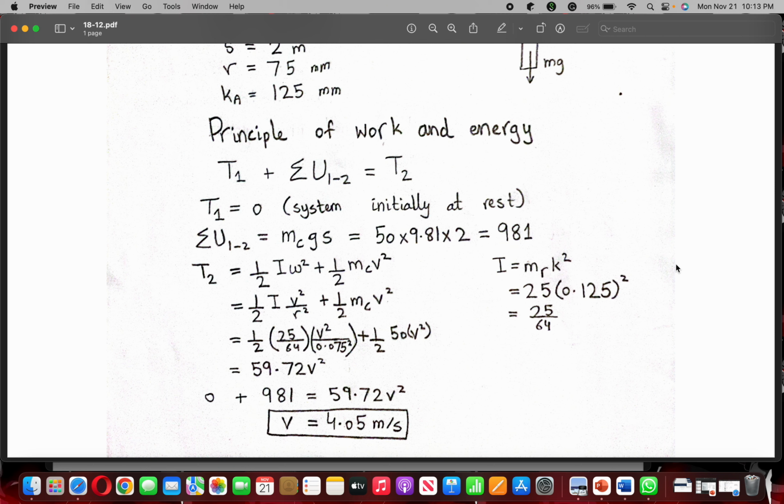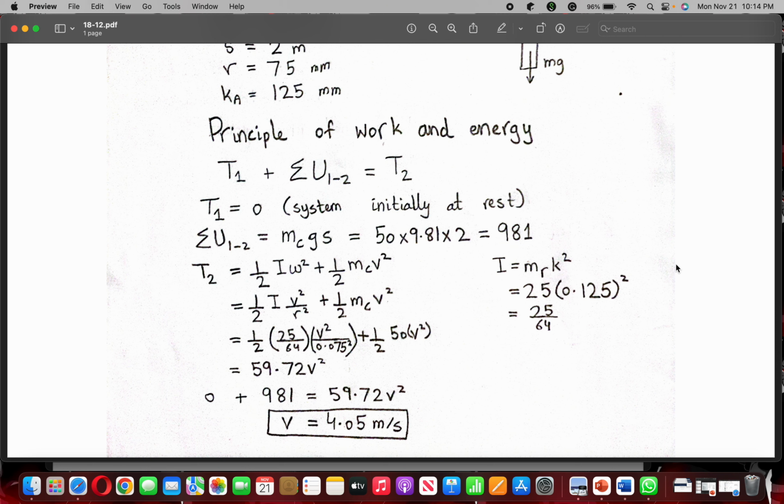Now we have to focus on 1/2 I omega squared. This is for the reel part. So we use a chart of shapes and we get that the equation of inertia for this shape is mr squared, but we'll be using mk squared because it is the radius of gyration, and we get the inertia after putting the values in, which is 25/64.